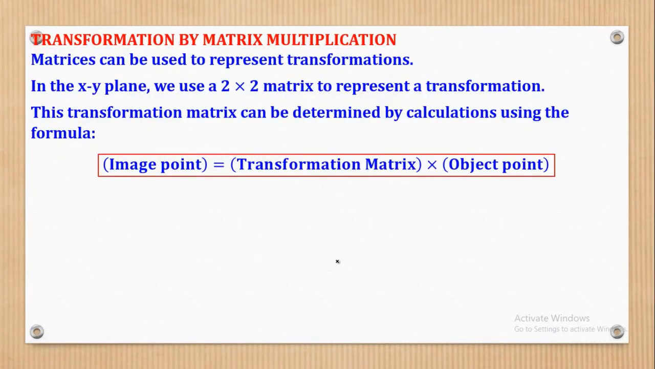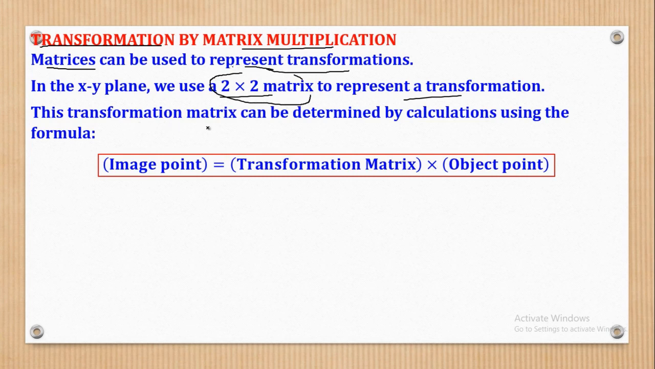So that was translation. Hope you have mastered the concept behind translation. Now we shall go to the second part, which is transformation by matrix multiplication. The good thing, the topic of matrices is already available on this platform under the folder for Senior 3. So matrices can be used to represent transformations. In the XY plane, we use a 2 by 2 matrix to represent a transformation. So here the matrix we are interested in will be a 2 by 2 matrix.